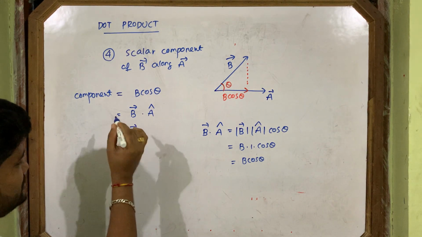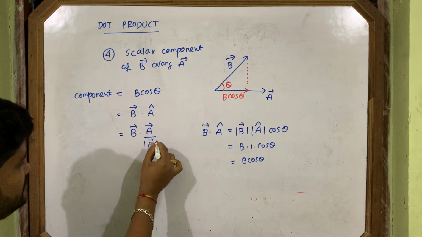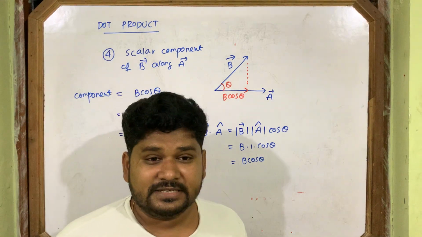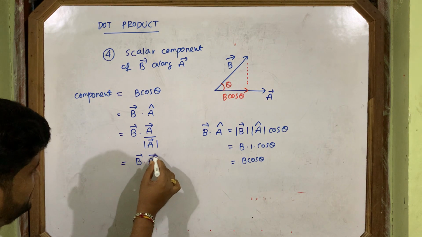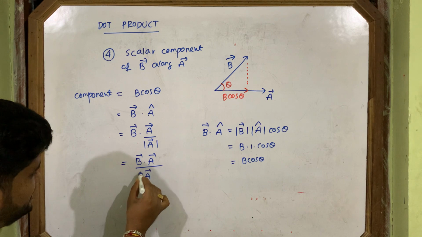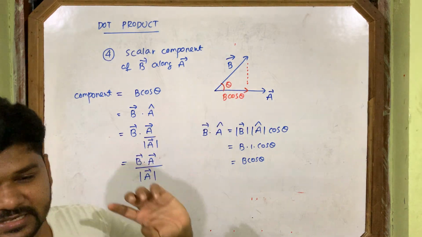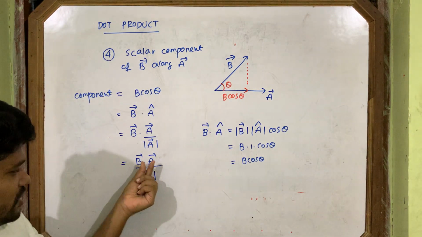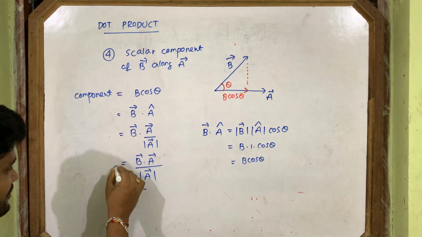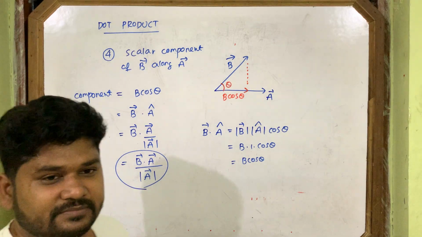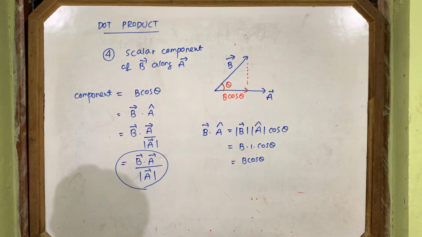So that is equal to B vector dot A vector by A vector mod. So this is B vector dot A vector divided by A vector mod, the scalar component of B vector along A vector. This is the formula, and you have to remember it to find the scalar component. Let's come to the next application.